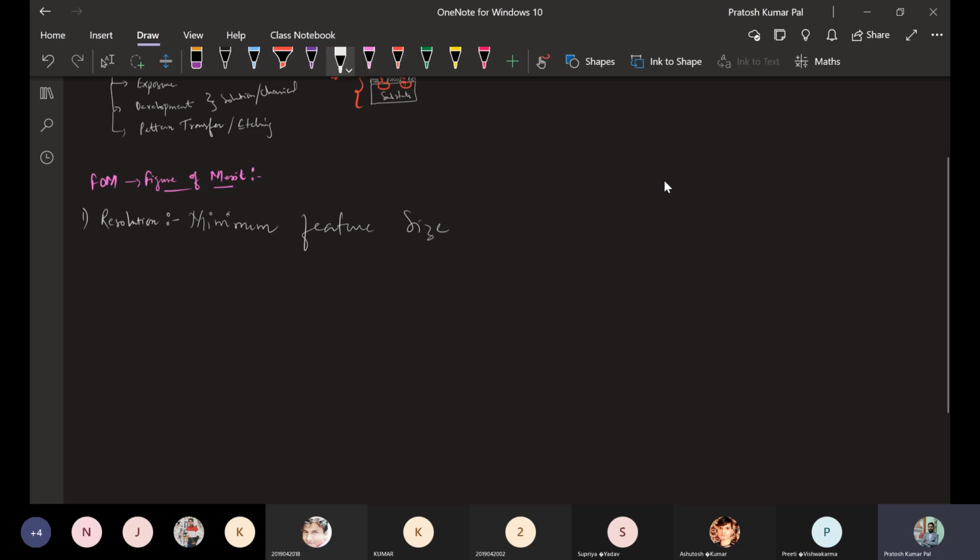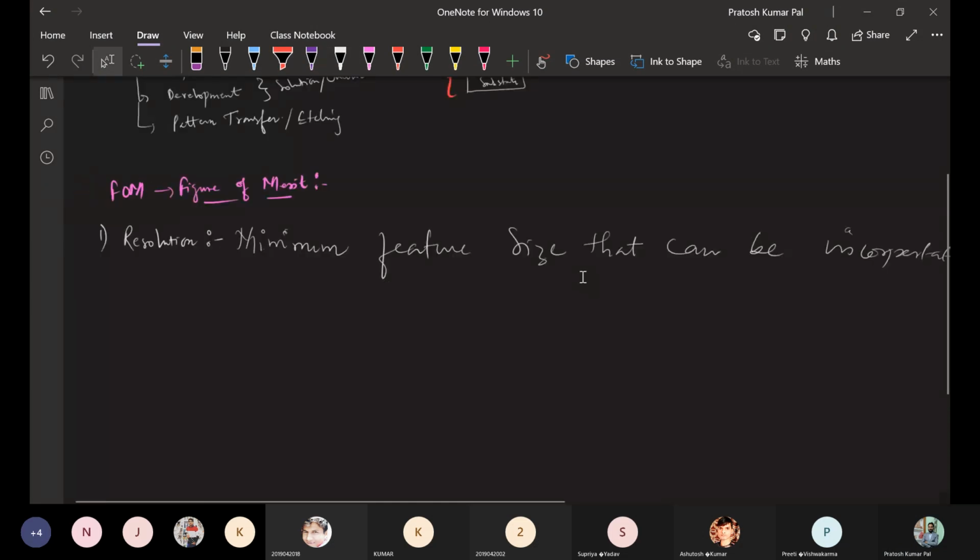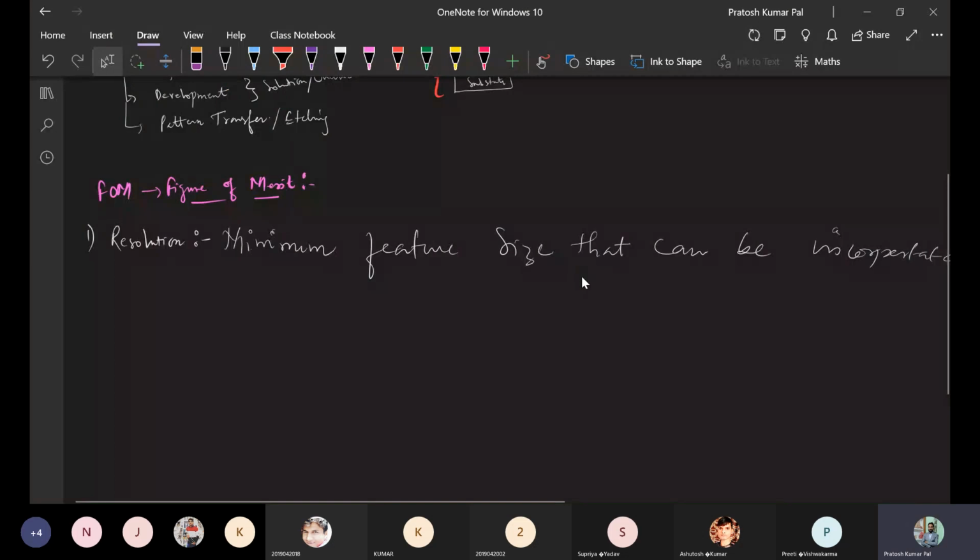So minimum feature size that can be incorporated on the semiconductor surface. Okay, so that is your resolution.